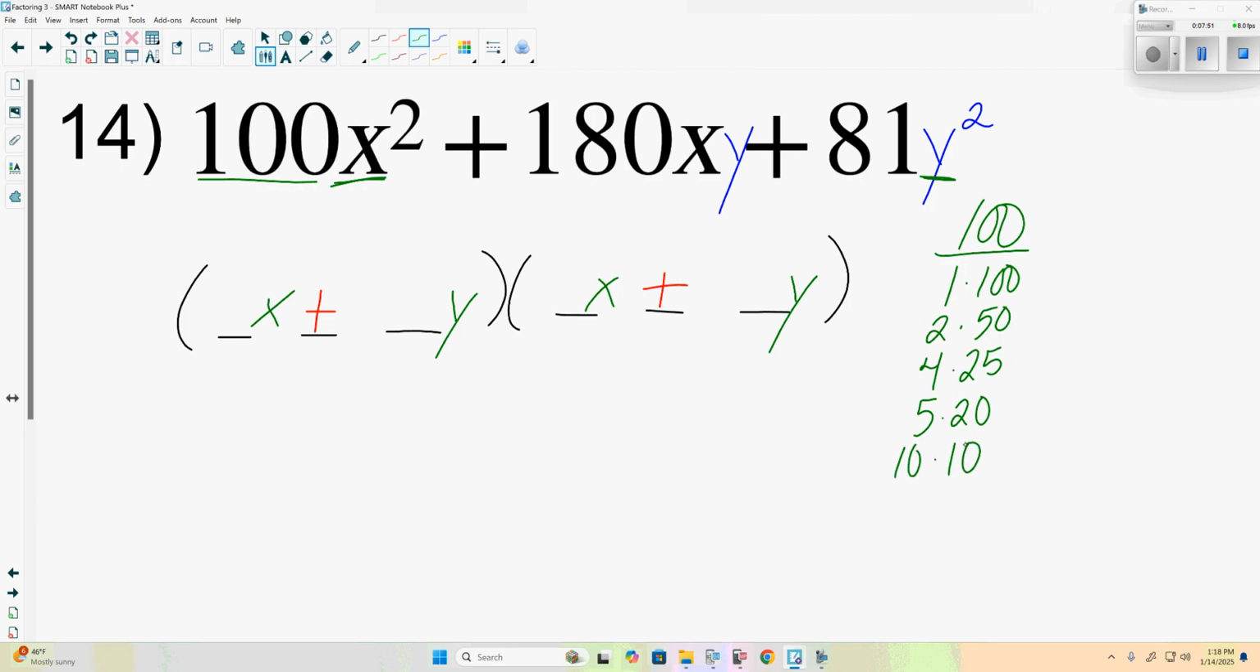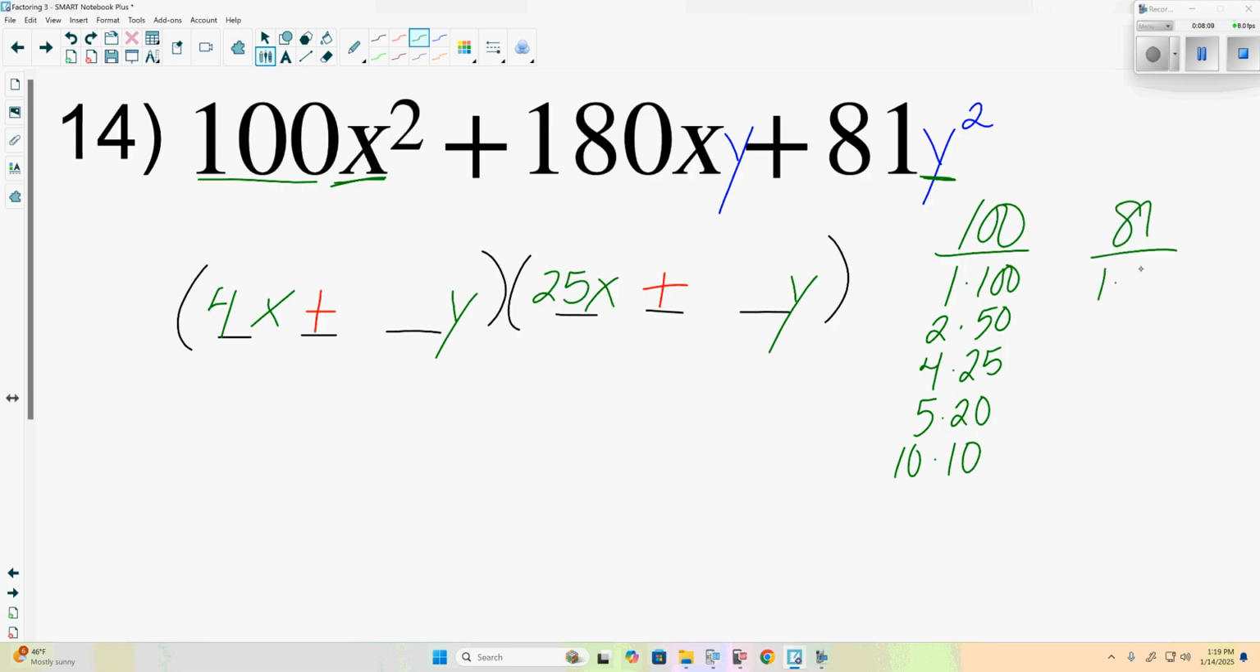So factors of 100: 1 and 100, 2 and 50, 4 and 25, 5 and 20, 10 and 10. Bingo. Which one do we want to try first? 4 and 25.